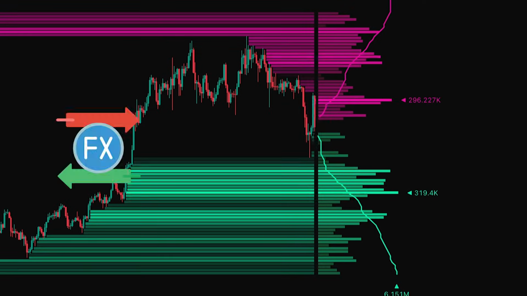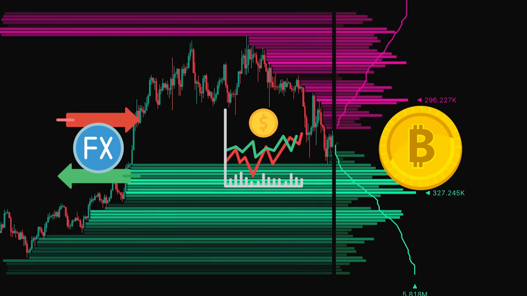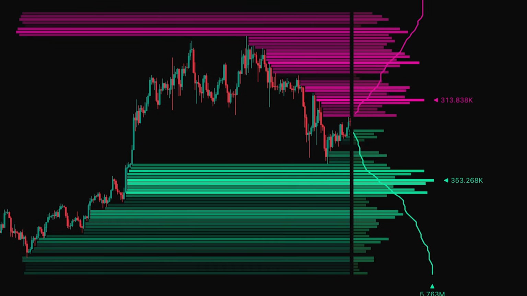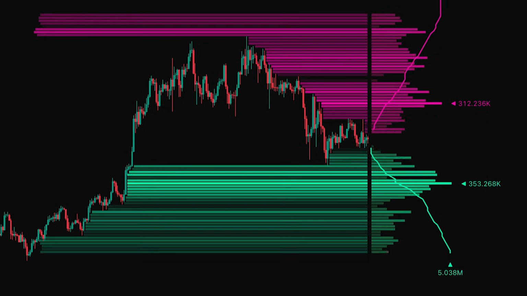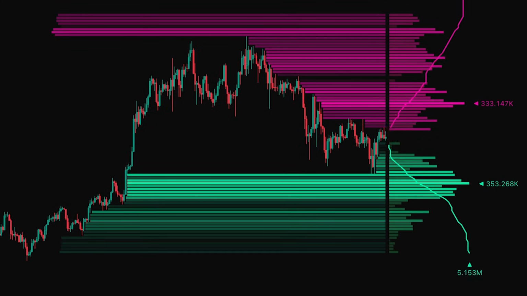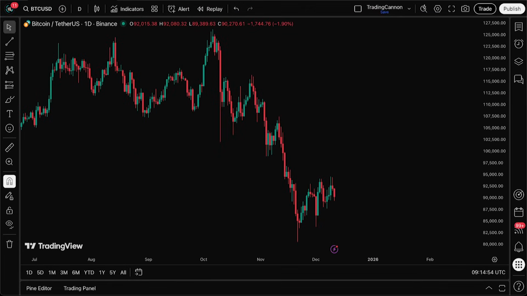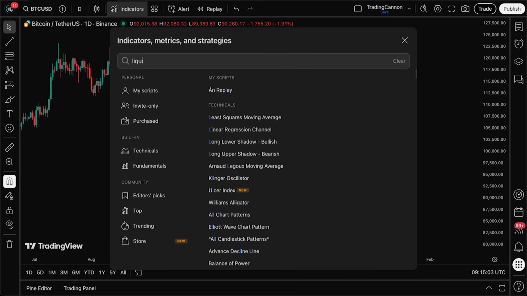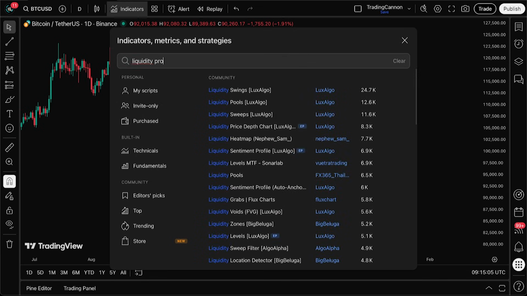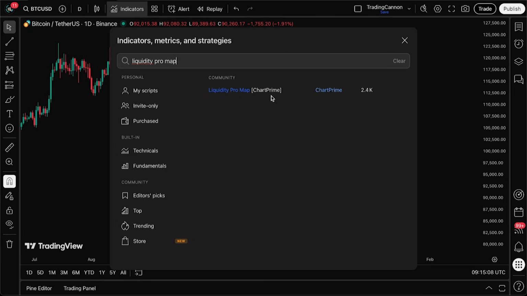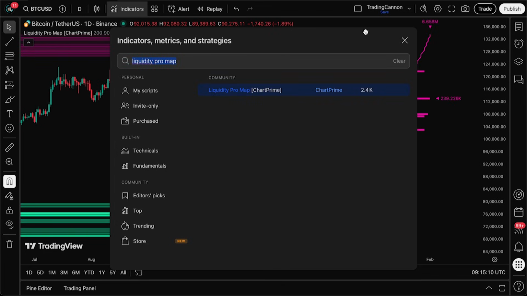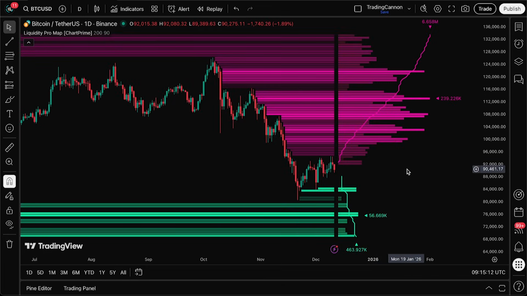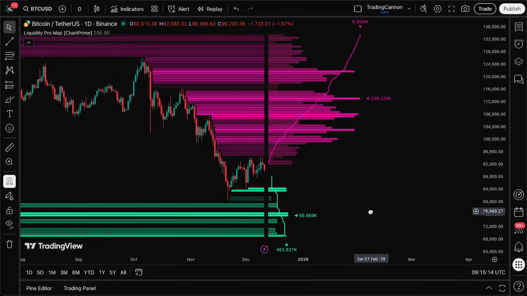Whether you're trading Forex, stocks, crypto, or futures, understanding these liquidity maps can give you a real edge in spotting high-probability setups. Add the indicator to TradingView and open your chart. Click the Indicators button at the top. Search for Liquidity Pro Map by ChartPrime. Select it to add to your chart. It will display mirrored volume profiles on the right side, green for buy-side liquidity below price, red for sell-side above.